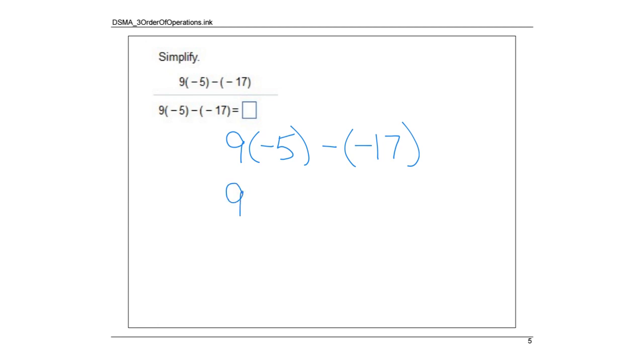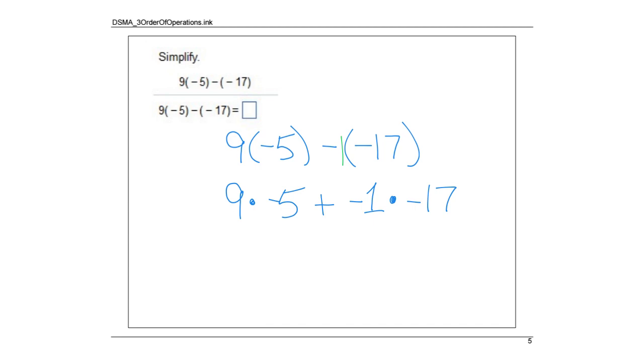So I have 9 times -5 plus -1 times -17, right? Because remember, if we have a negative in front of the parentheses like this, that means it's -1. We just don't usually put the 1 there, but the 1 is definitely there. It's implied. So that would be -1 times -17.